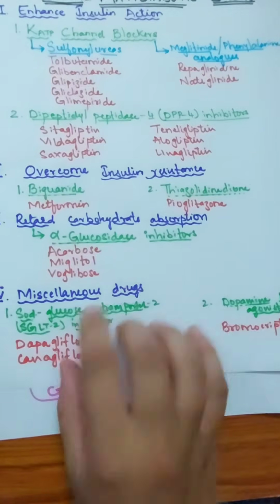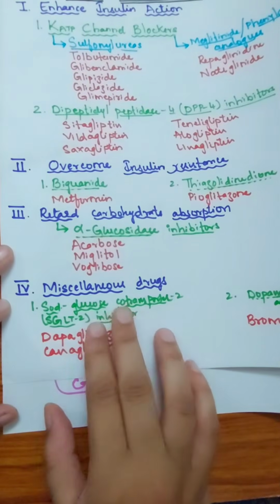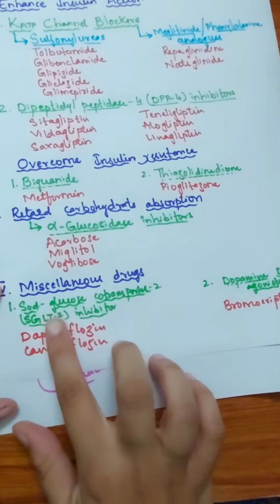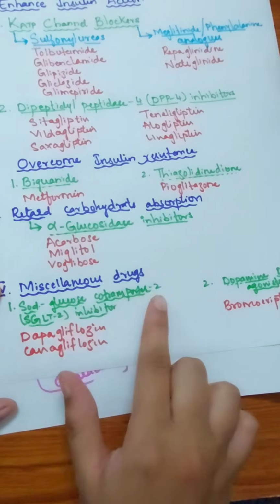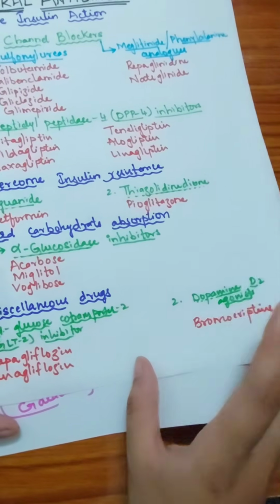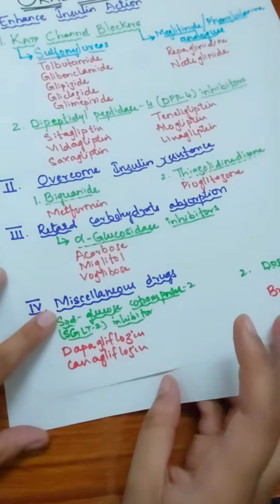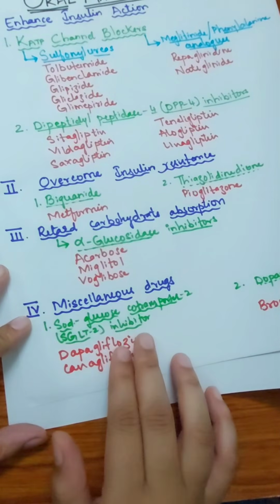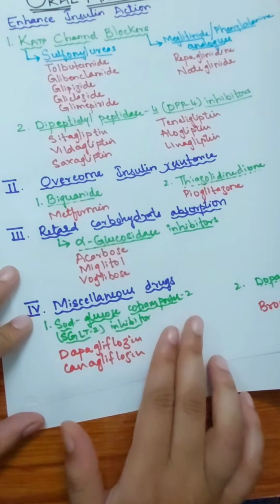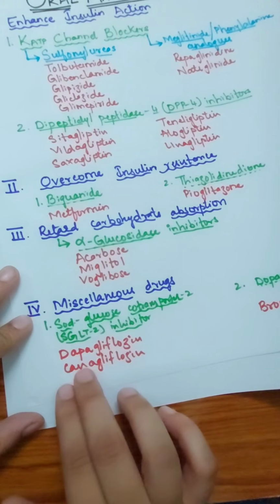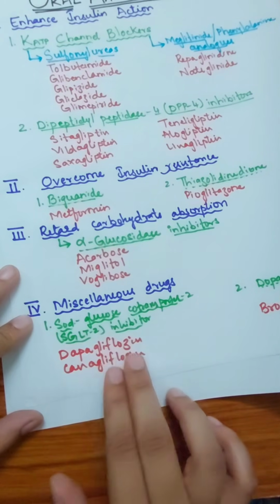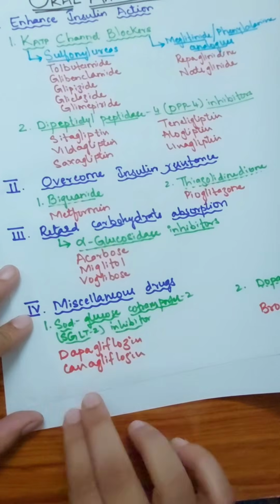So moving to our last, fourth class of drug, where we have written miscellaneous drugs. Here also we have got two subclasses. First one is sodium glucose co-transporter 2 inhibitor, and second one is dopamine D2 agonist. So we shall check out first of all this one, sodium glucose co-transporter 2 inhibitor, that is SGLT2 inhibitor, and the examples are dapagliflozin and canagliflozin. Okay, so two drugs we have.